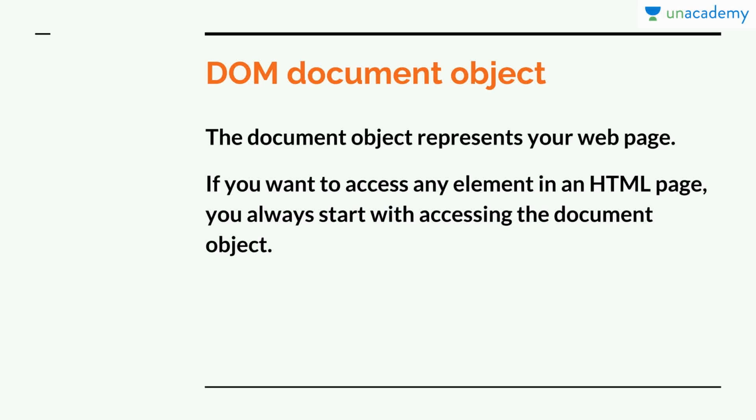So now let's define the document object model or the document object. The document object represents your web page, because each and every element of your DOM tree is under the document object. So the document object represents your web page. That's perfectly fine. And if you want to access any element in an HTML page, you always start with accessing the document object.